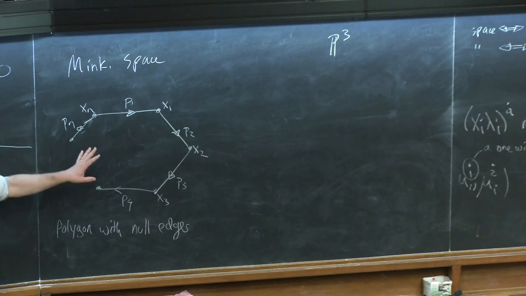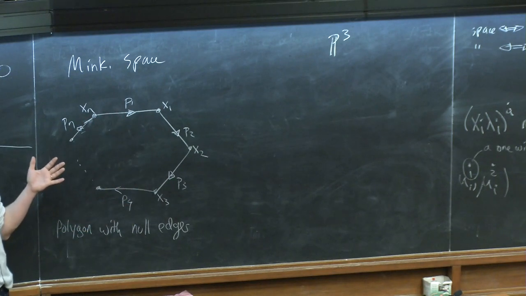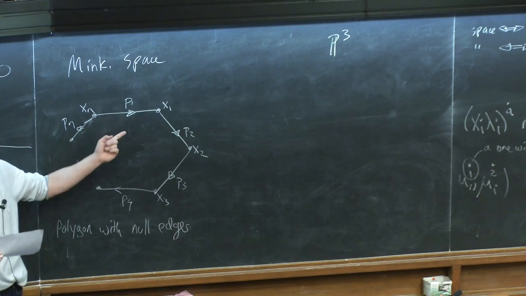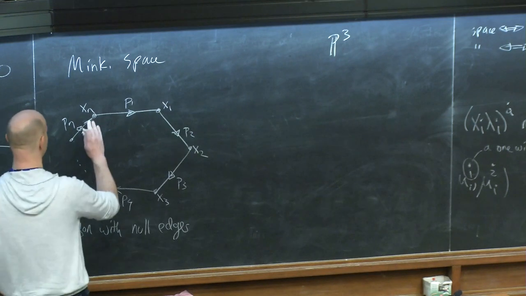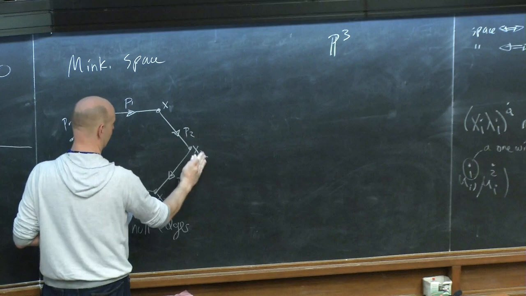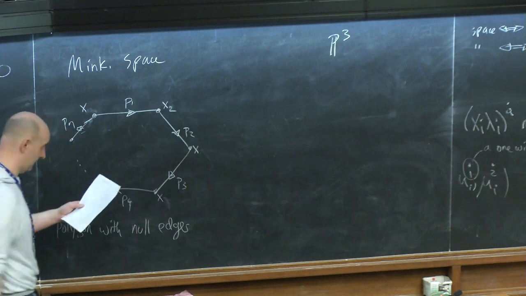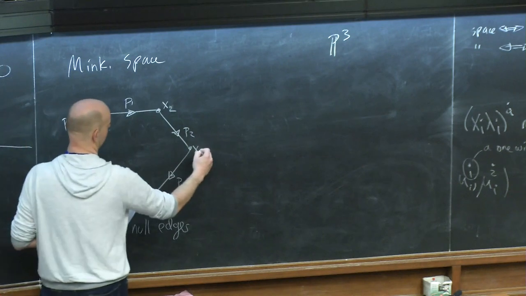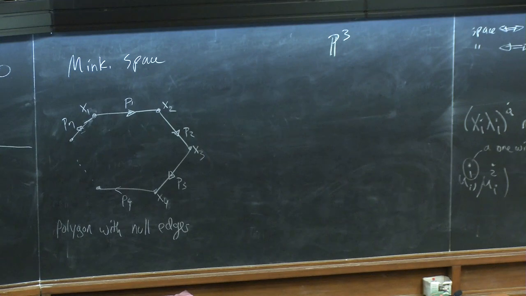As I mentioned earlier, there's an overall ambiguity. There's a translation invariance in this space, because the p's are defined by differences of x's. And I'm sorry, this is inconsistent with my earlier labeling. This should be x2, because p1 would, yeah. It's a little confusing because different references use different conventions.